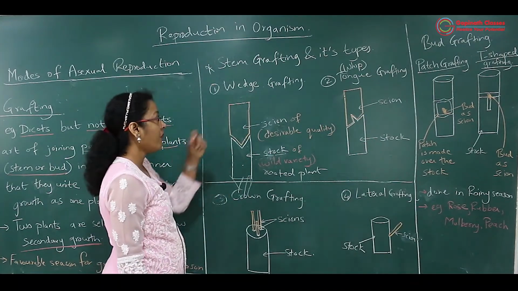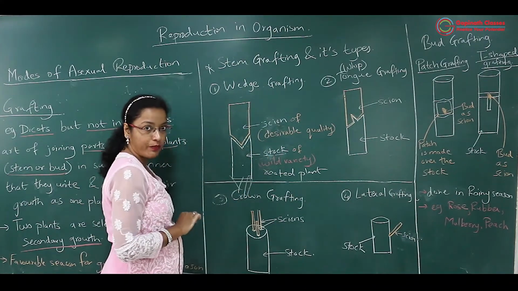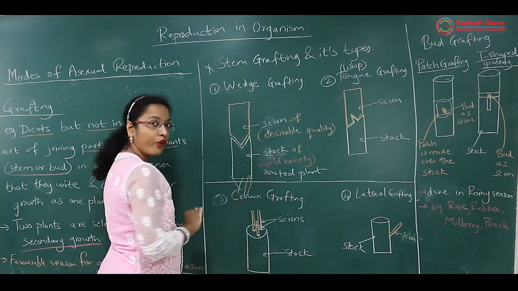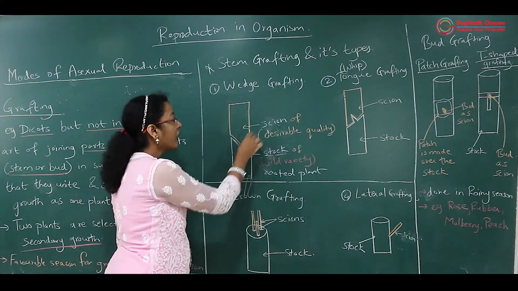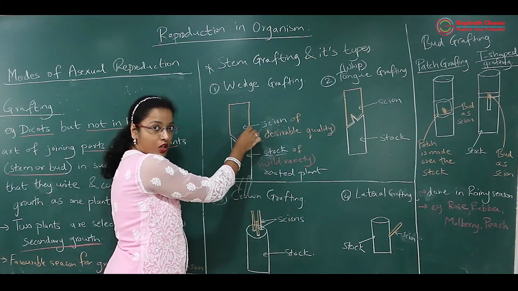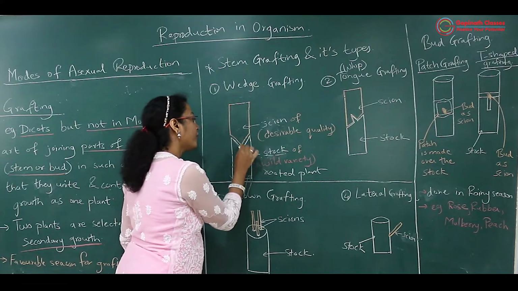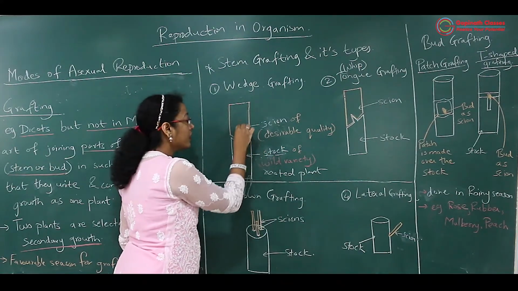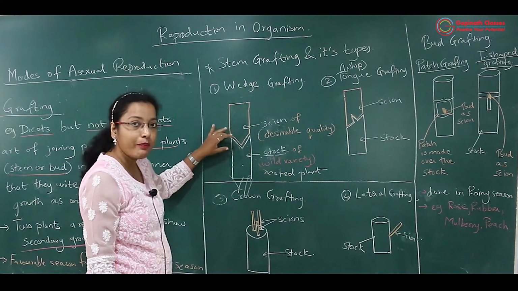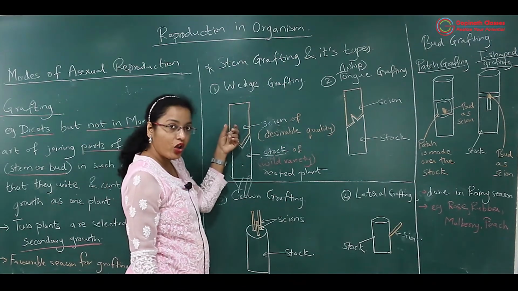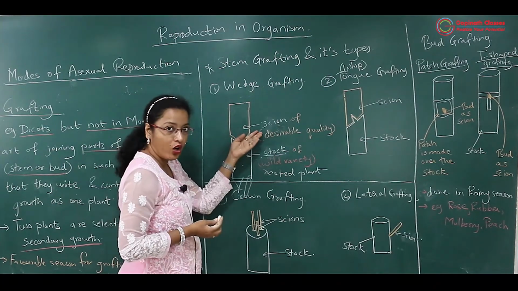In the first diagram, that is wedge grafting, you can make out the stalk is cut in a wedge shape. Okay. And the scion is also of wedge shape. Sorry, the stalk is having a V-shaped cut and the scion is having a wedge shape. So the cut is made in such a way that the wedge-shaped scion will fit in the V-shaped stalk notch, and there will be proper alignment of the cambium of the stalk and scion, and there will be fusion of the stem of the stalk as well as the scion.